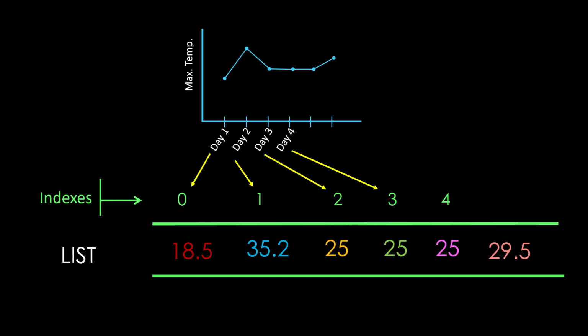Later, if we want to know the max temperature for a specific day, say the 16th day, then all we need to do is access the item at index 15. This is because day 1 is stored against index 0.